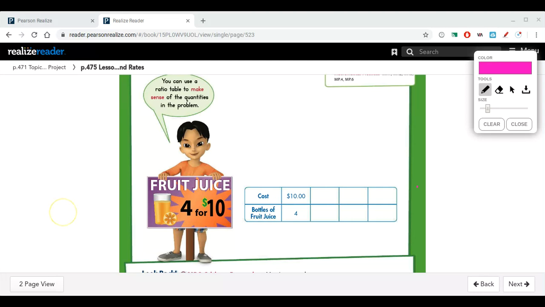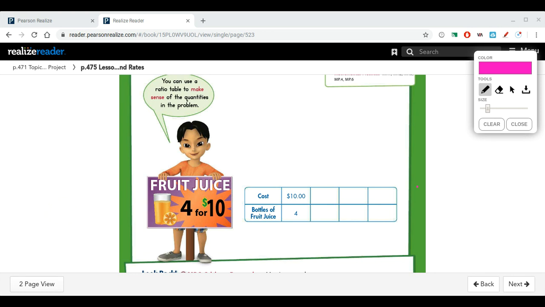In topic 10, we're going to be taking a look at rates, which is a special type of ratio. So, a rate is going to be a ratio that compares quantity with unlike units of measure. So, they're going to have different units of measure.